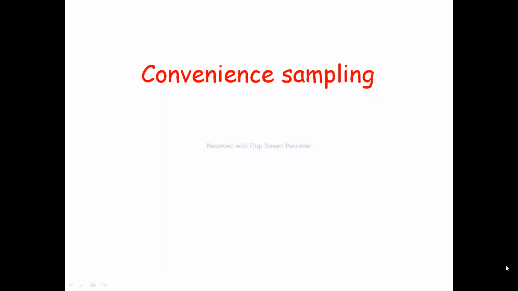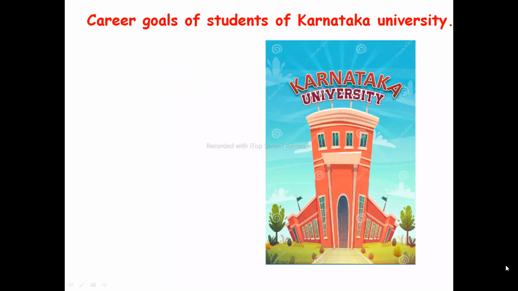Okay, so next we'll be discussing another sampling technique, which is convenience sampling. We'll have an example first. Just imagine that a researcher wants to understand the career goals of students of Karnataka University. Let us say that this university has roughly 10,000 students. So these 10,000 students will be our population, that is capital N, right? Each of the 10,000 students is known as a unit, a case or an object.